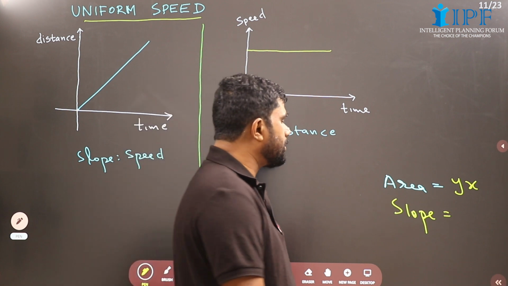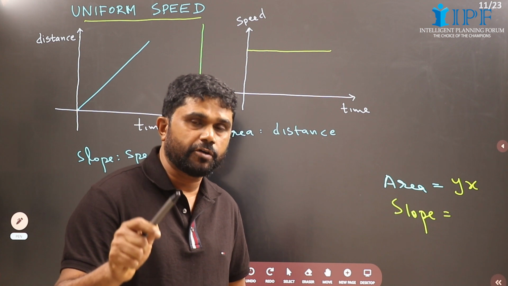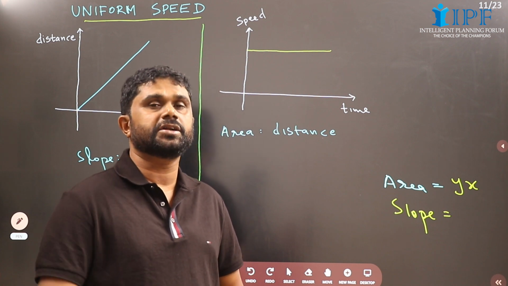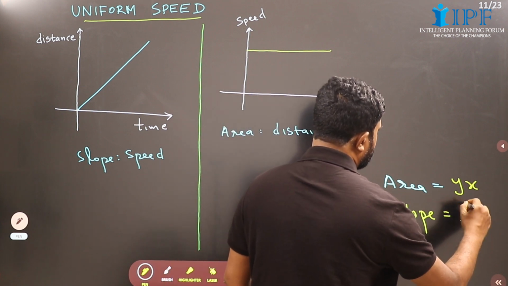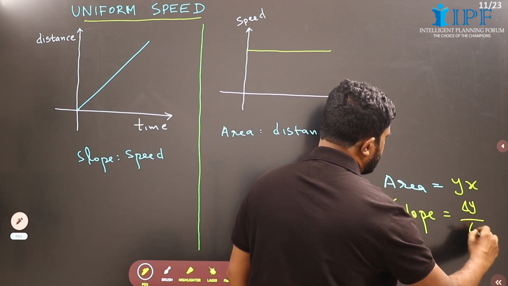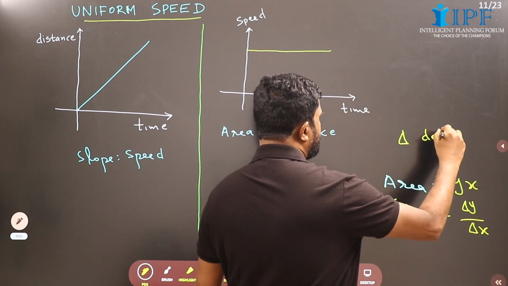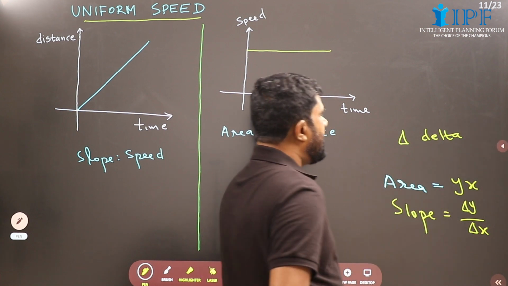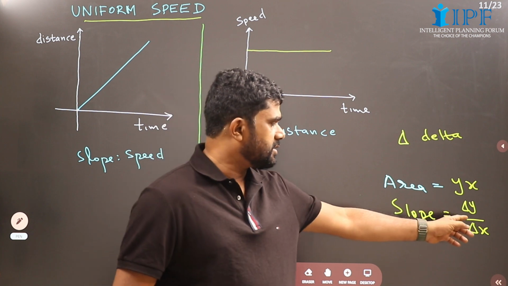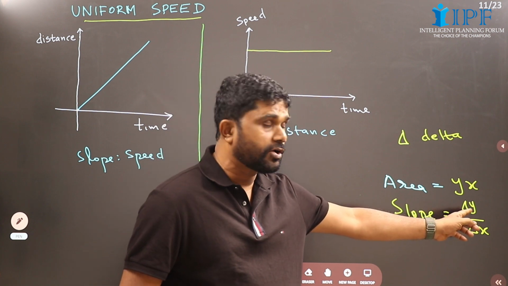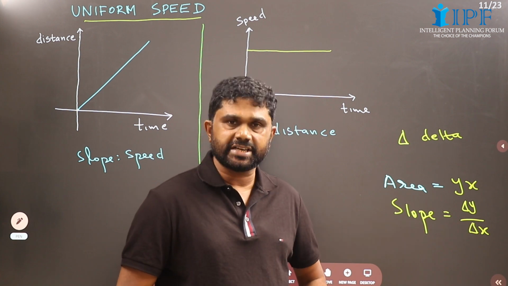The physical quantity represented by the area will be y times x, the product of the quantity along the y-axis and the quantity along the x-axis. And the physical quantity represented by the slope of the graph will be delta y by delta x. This small triangle we read as delta, and it is used to represent a small change. So this is the small change in the quantity along the y-axis over the small change in the quantity along the x-axis.